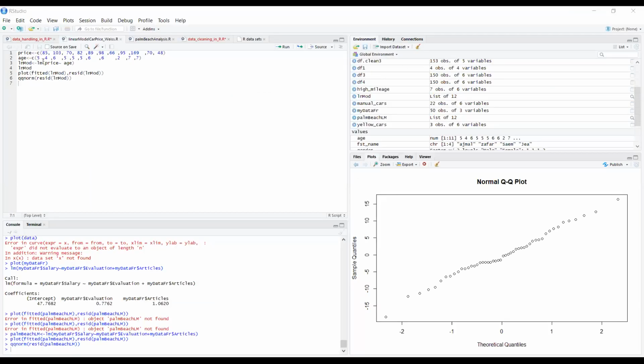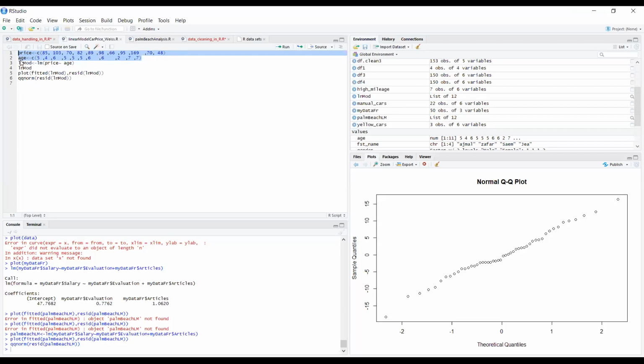Now we are going to implement a linear model, and I am using the same data set, the price data and the age data. We have to create two vectors. One is the vector of price, and you can see that to combine these observations we have to use c. c is used for combining these observations, so a vector will be formed.